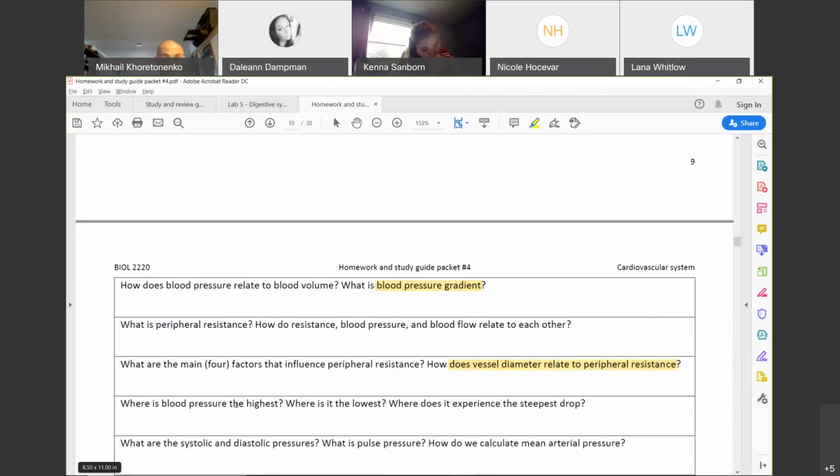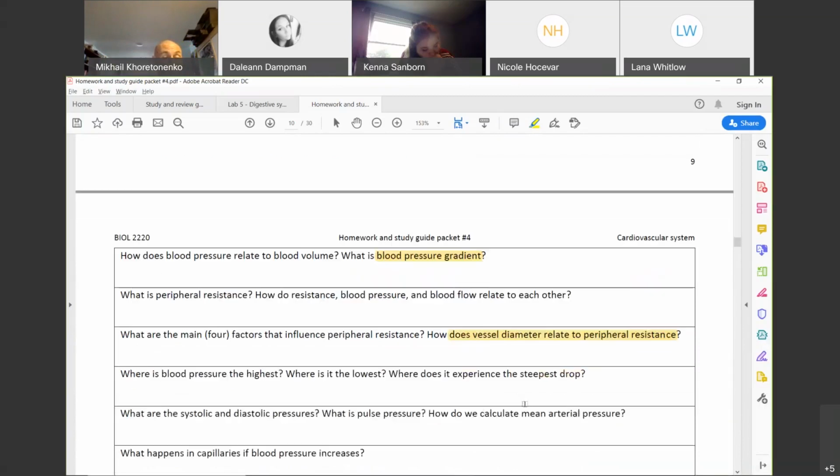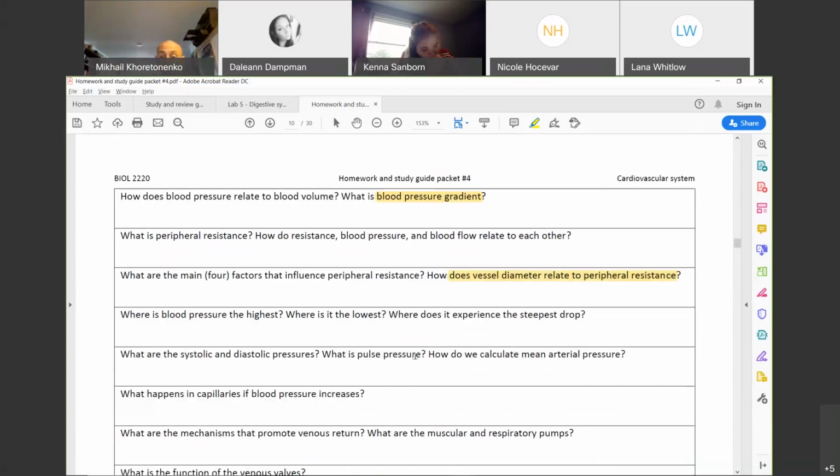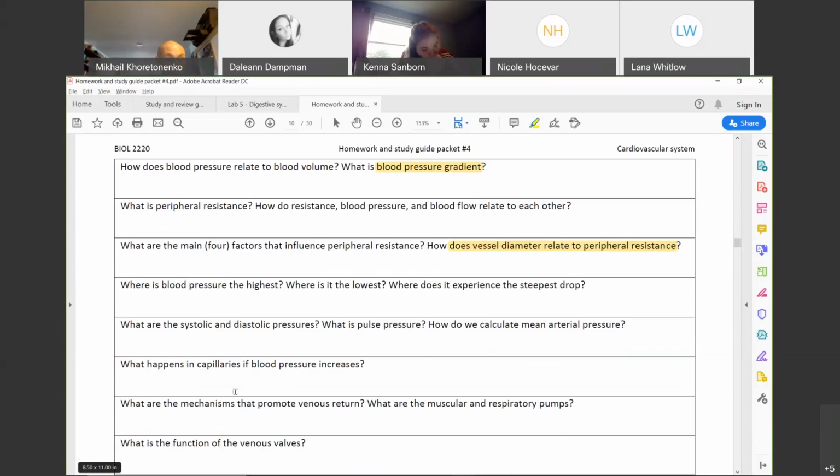Blood pressure is the highest in the aorta, lowest in the right atrium. The steepest drop of blood pressure is in arterioles. Systolic pressure is pressure at the systole when the heart contracts. Diastolic pressure is when the heart relaxes. Pulse pressure is the difference. Mean arterial pressure is diastolic pressure plus 1/3 of the pulse pressure. If blood pressure increases, capillaries may start leaking.